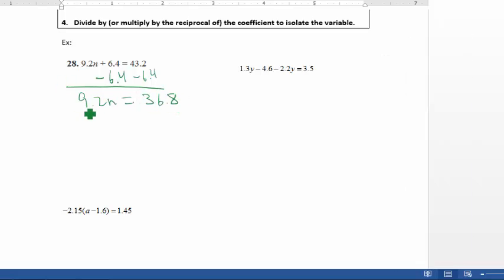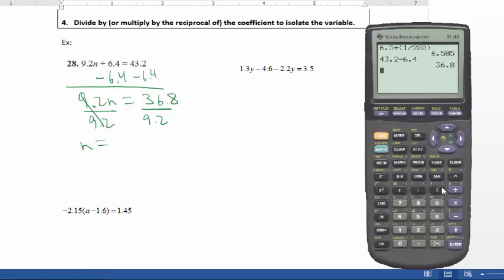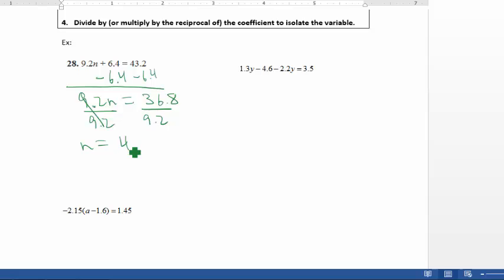right? And then we would just divide both sides by the coefficient, which is 9.2. So we have n equals 36.8 divided by 9.2. We already have 36.8 in there. We can just do divide by 9.2, and we get 4. So in this case, n equals 4. Right?